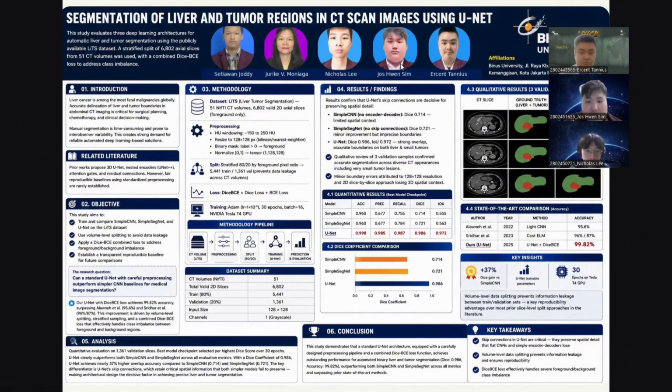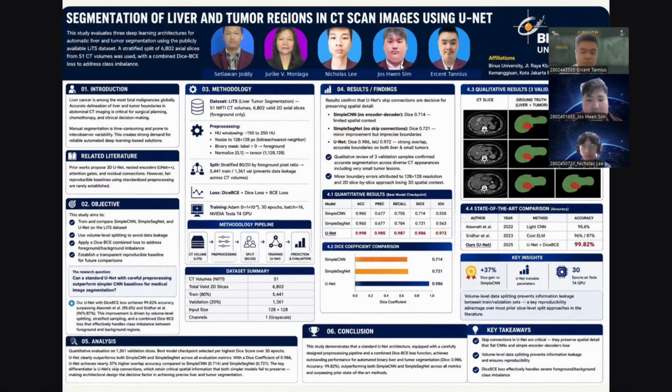For the related literature, previous studies have explored advanced architectures such as 3D UNET, Attention UNET, and UNET++. However, many studies lack standardized preprocessing and reproducible evaluation methods. This study aims to establish a transparent and reproducible baseline using UNET.